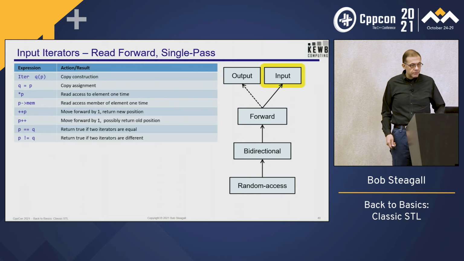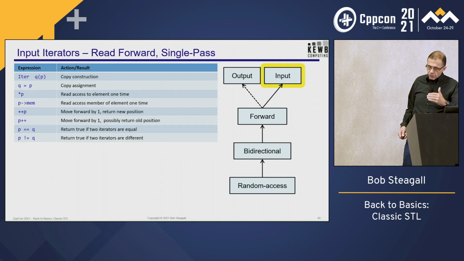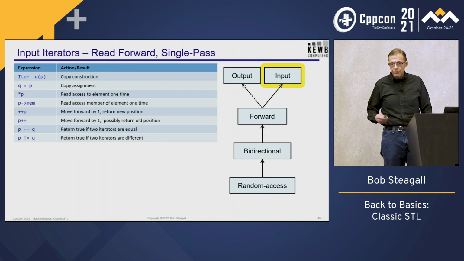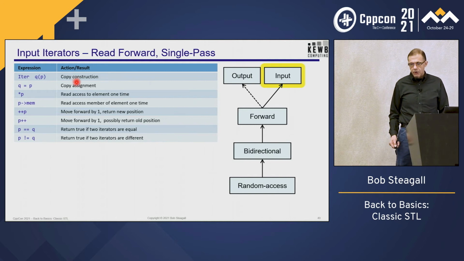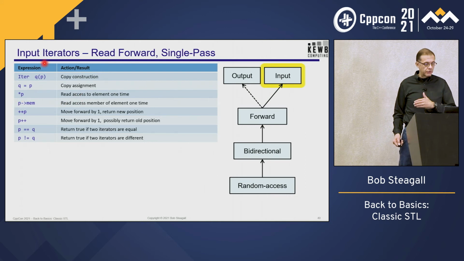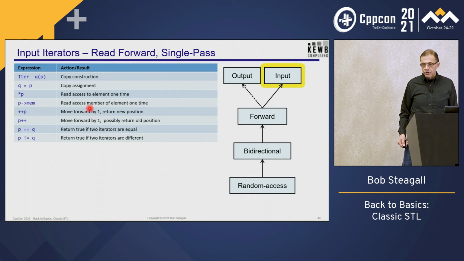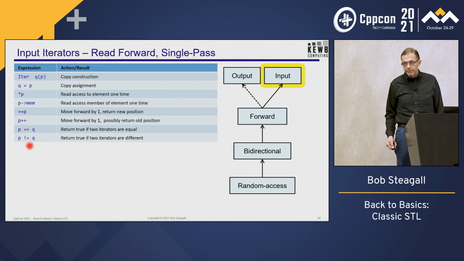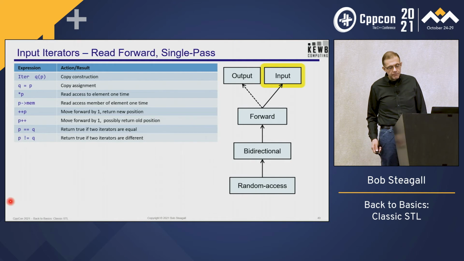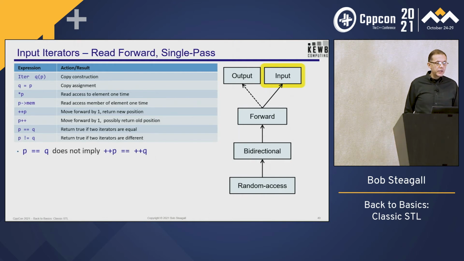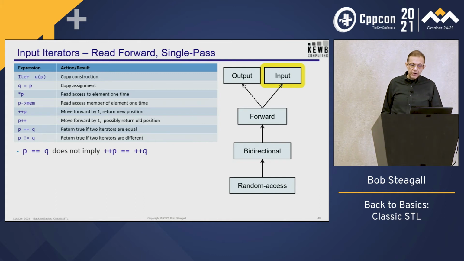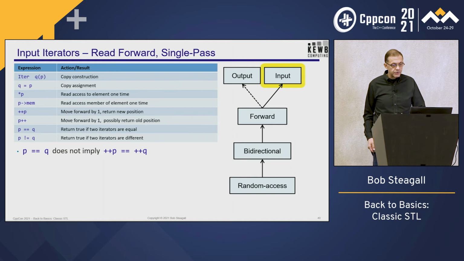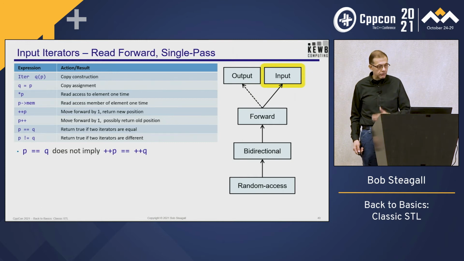So input iterators, and as you'll see as we go through this, the tables start getting longer. These are read, forward, single pass. They provide for the same things that the output iterators provided for. Read access to elements by dereferencing on the right side of assignment operators. You can move forward, and you can compare for equality, but there's a caveat. Two input iterators that are not past the end iterators can compare equal only if they refer to the same position, and cannot compare equal if they refer to different positions.